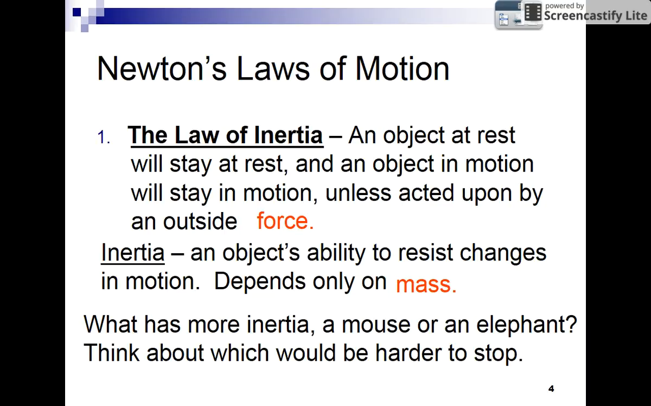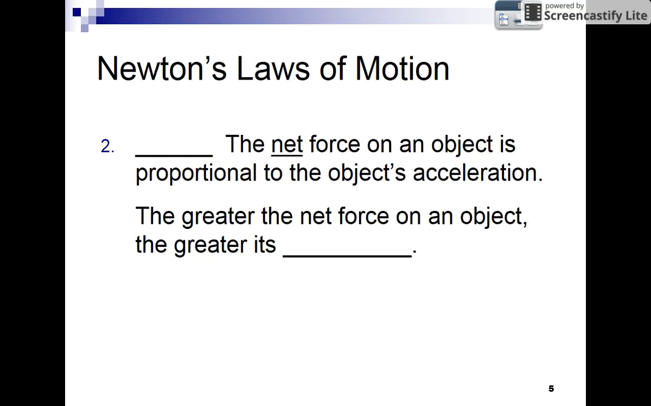So here, when we're thinking about inertia and trying to understand the concept of inertia, you should think about like a mouse and an elephant that maybe are in motion, and you need to think about which one would be harder to stop. So hopefully you guys easily would tell me that the elephant is the one that's going to be harder to stop because the elephant would have a larger mass than the mouse.